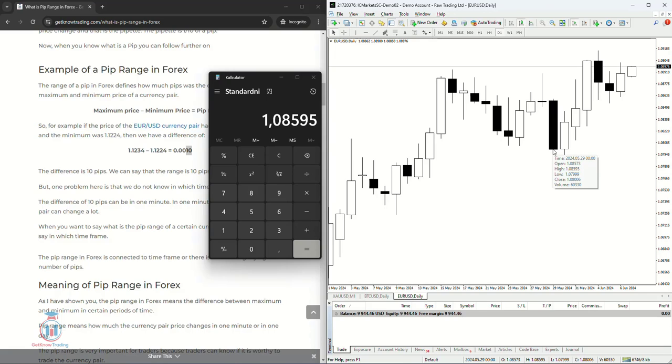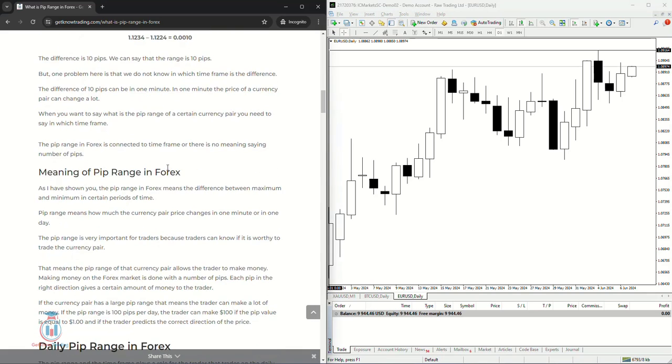Minus low, which means 1.07999. 1.07999 equals 0.0596. So when I go here from the minimum to the maximum, I should get the same number, 596. It is around 595. It's very hard for me to correctly put this one, but you understand what is the meaning. The minimum to the maximum is a Pip range.